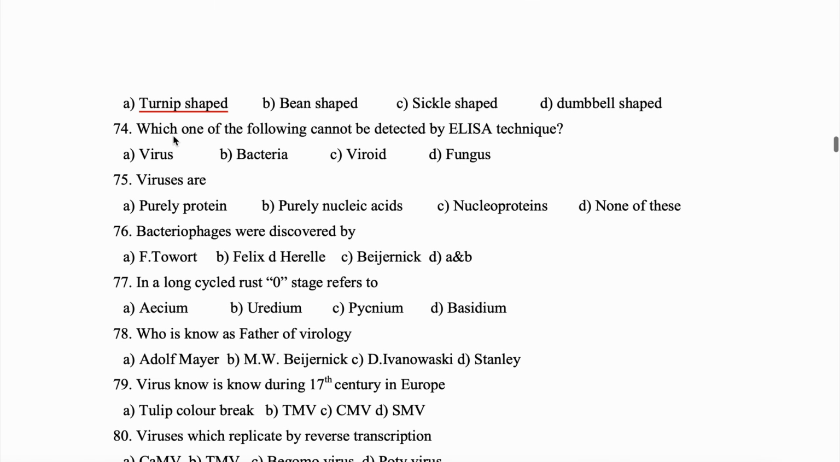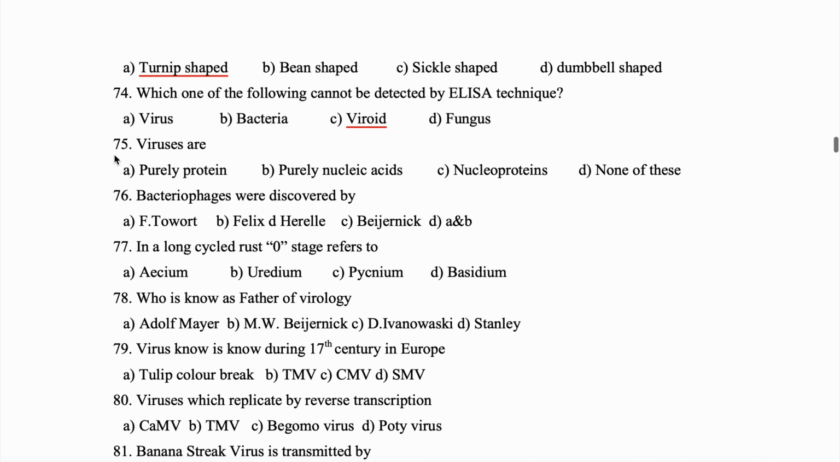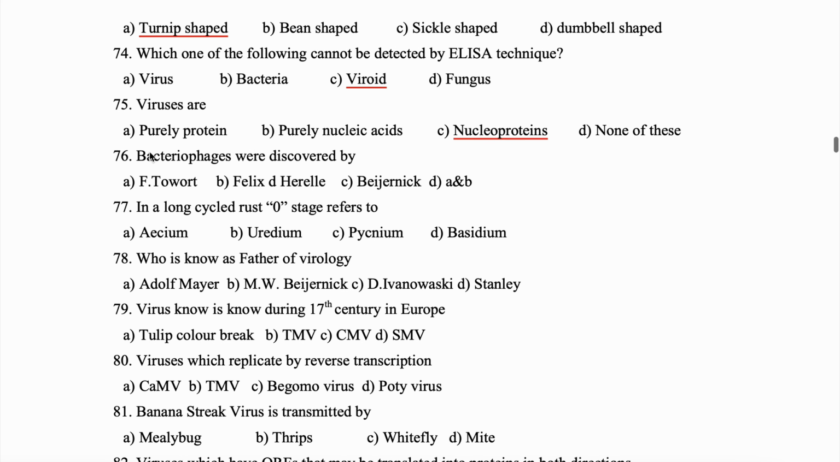Question 74. Which one of the following cannot be detected by ELISA technique? It is viroid, because viroid does not have any protein coat and ELISA works with protein. Question 75. Viruses are nucleoproteins. They only have genetic material and protein coat.